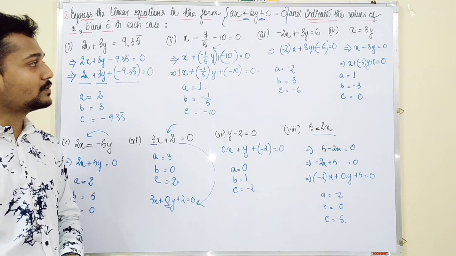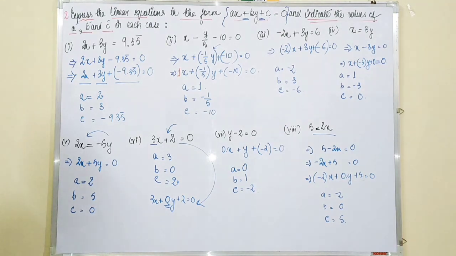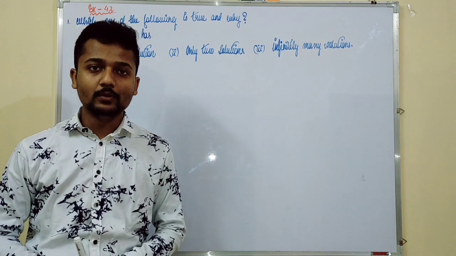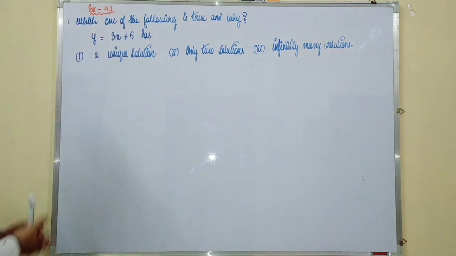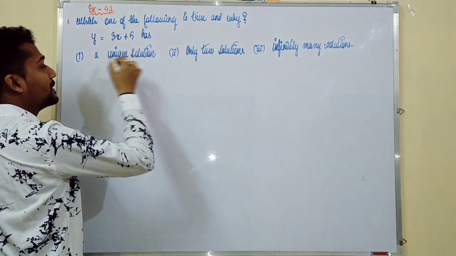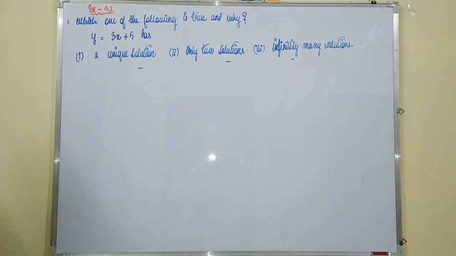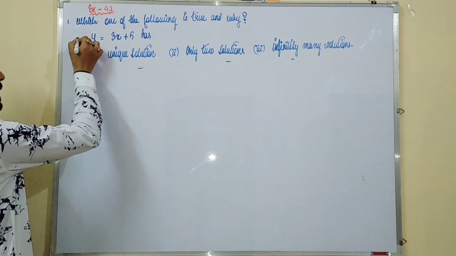Soon we are going to move on to exercise 4.2. So kindly note it down quickly. So this is exercise 4.2 and we are in the first question of exercise 4.2. And what does the question say? It asks which of the following is true and why. That means out of the following three options, which option is correct and why.